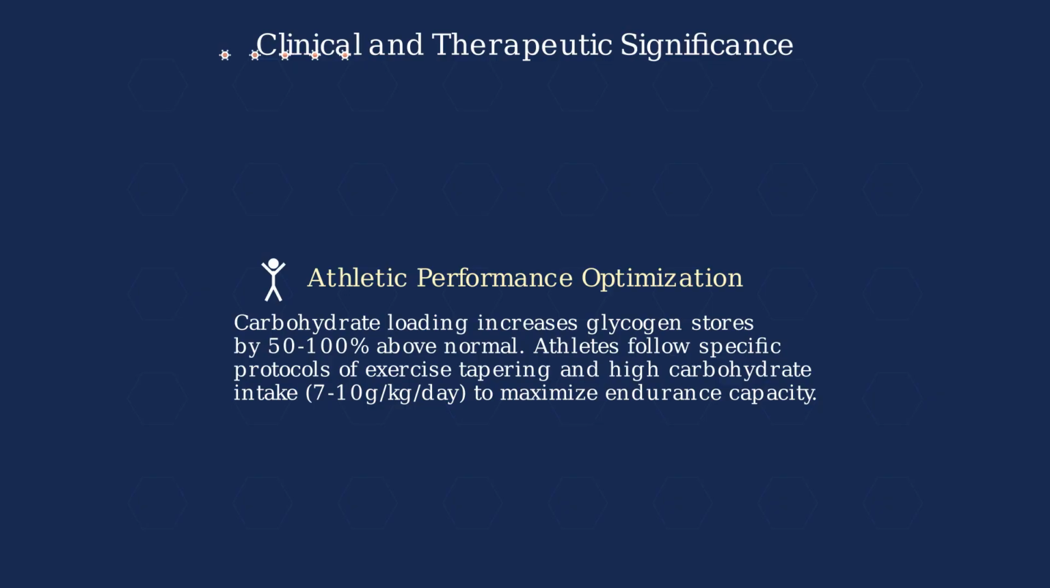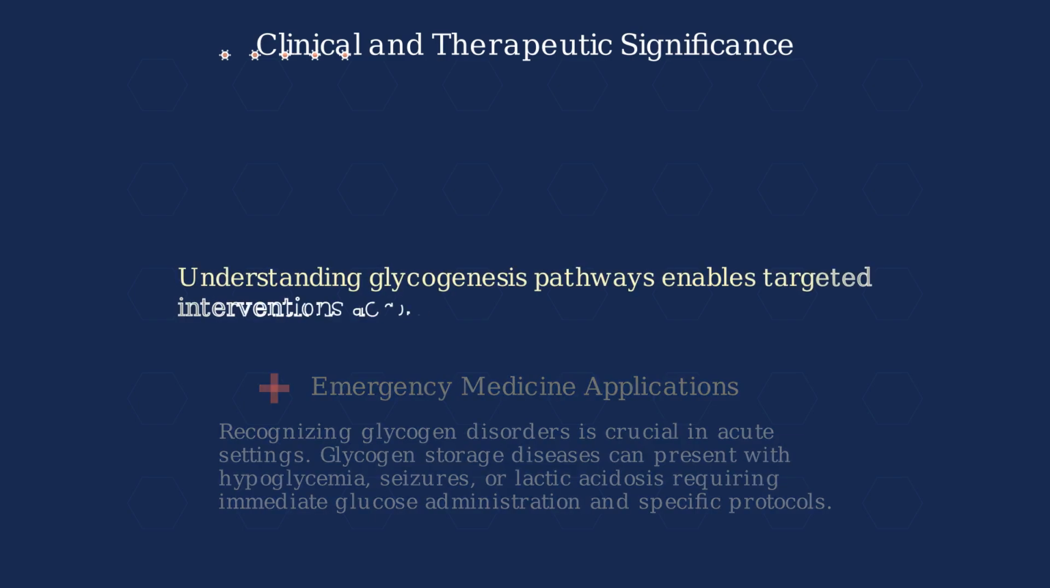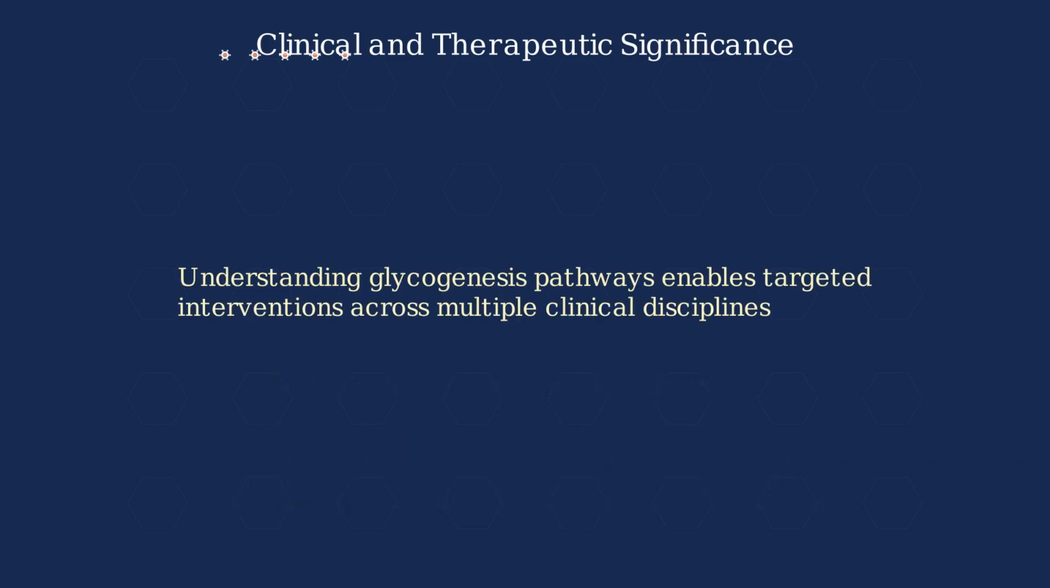Carbohydrate loading protocols can increase glycogen stores by up to 100% above normal levels, substantially improving endurance capacity during prolonged exercise. In emergency medicine, recognizing glycogen-related disorders is critical. Conditions like glycogen storage diseases can present with life-threatening hypoglycemia or metabolic crises, requiring immediate intervention with specific treatment protocols. Understanding the biochemical pathways of glycogenesis enables healthcare providers to develop targeted interventions for various conditions, from managing metabolic diseases to optimizing athletic performance.